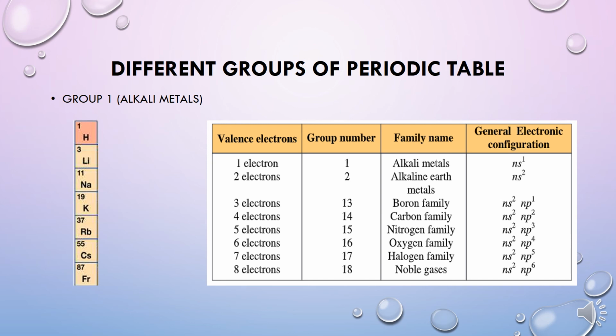Group 2, alkaline earth metals. 13, boron family. 14, carbon family. 15, nitrogen family. 16, oxygen family. 17, halogen family. And 18, noble gases. The general electronic configurations of these families are also given.